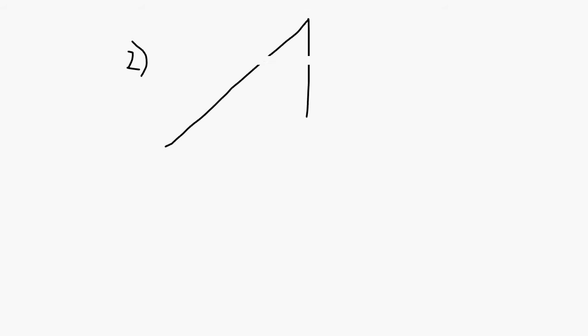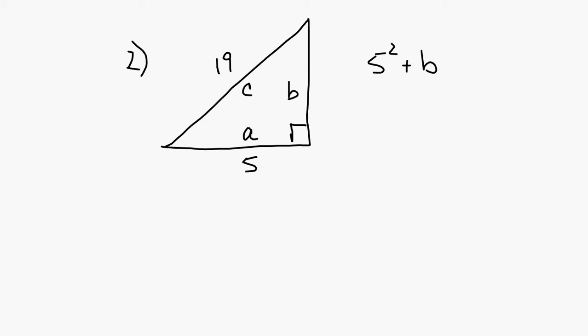In this problem, though, you're trying to find the length of a leg. So you've got a 19 as the hypotenuse and 5 as a leg. So you're looking for the other leg, so your sides are A, B, and C. Pythagorean theorem would be 5 squared plus B squared equals 19 squared. So 25 plus B squared equals, that's 361.